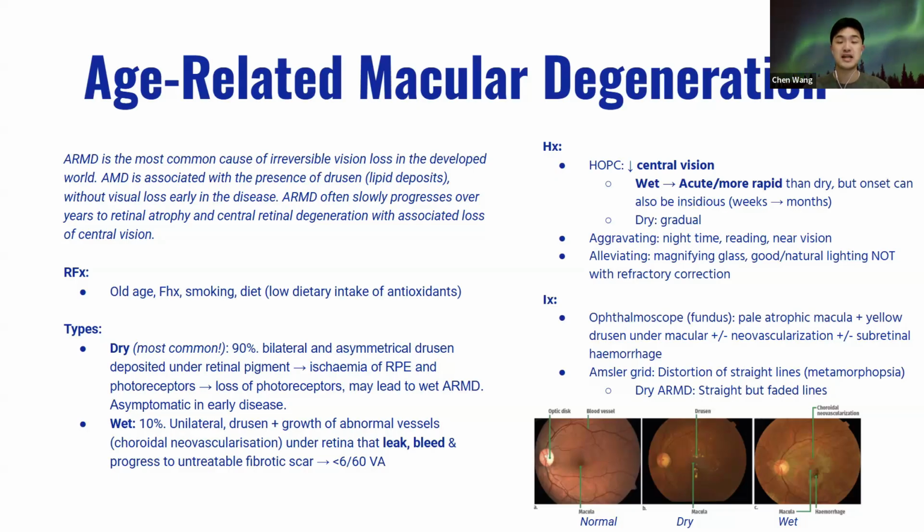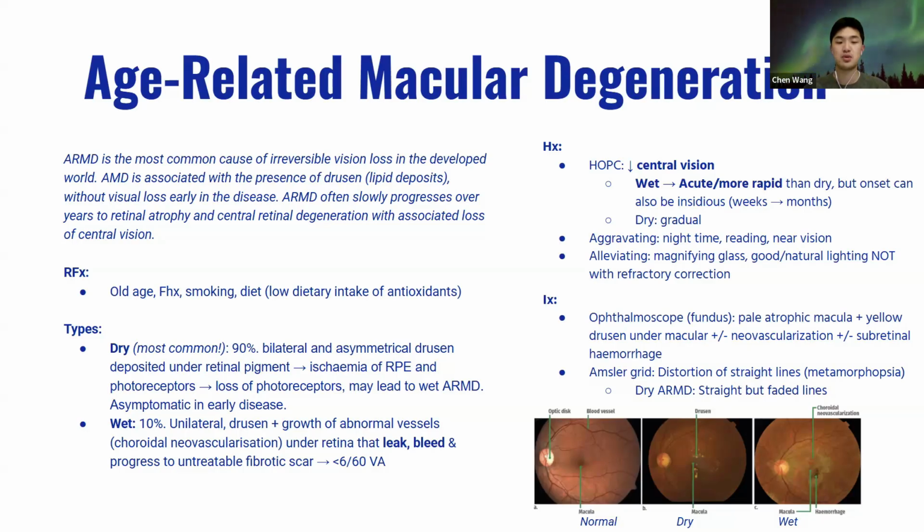Whereas for wet macular degeneration, it only contributes to about 10%. It is usually unilateral, and there's a growth of abnormal vessels called choroidal neovascularization under the retina that can leak and bleed and lead to further neovascularizations, progressing ultimately to an untreatable fibrotic scar.